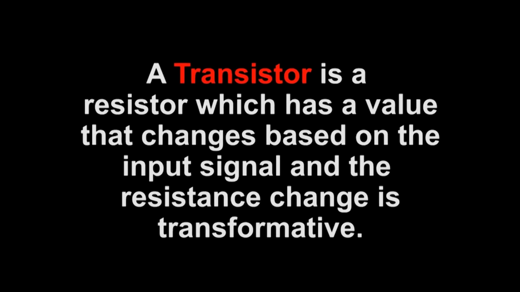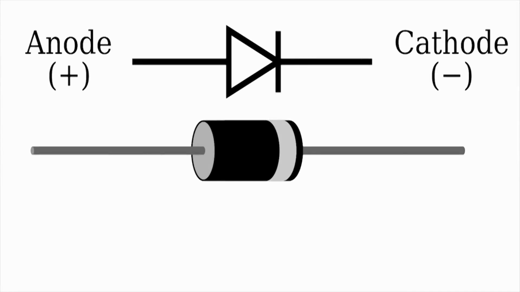Now, to better understand a transistor, let's quickly look at what a diode is and what it does. Now, the diode is a component with two values of resistance depending on current direction. When current flows in one direction, it has a very low value of resistance. And when current flows in the other direction, it has a high value of resistance.